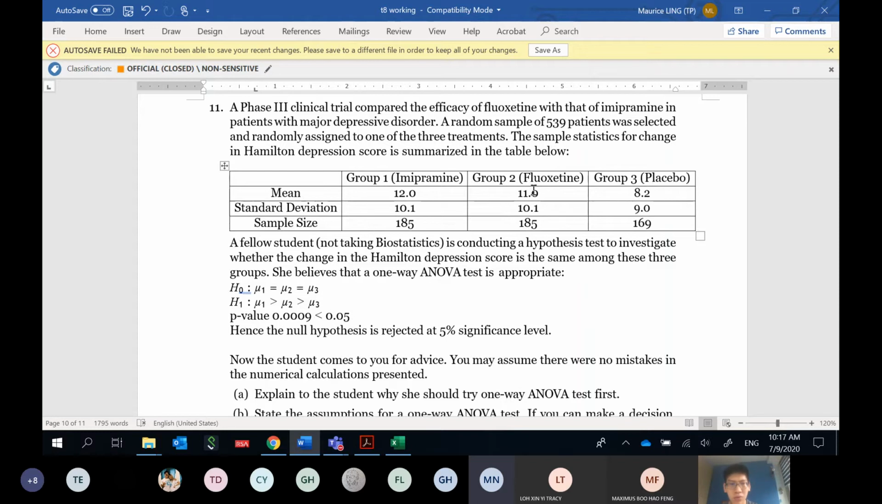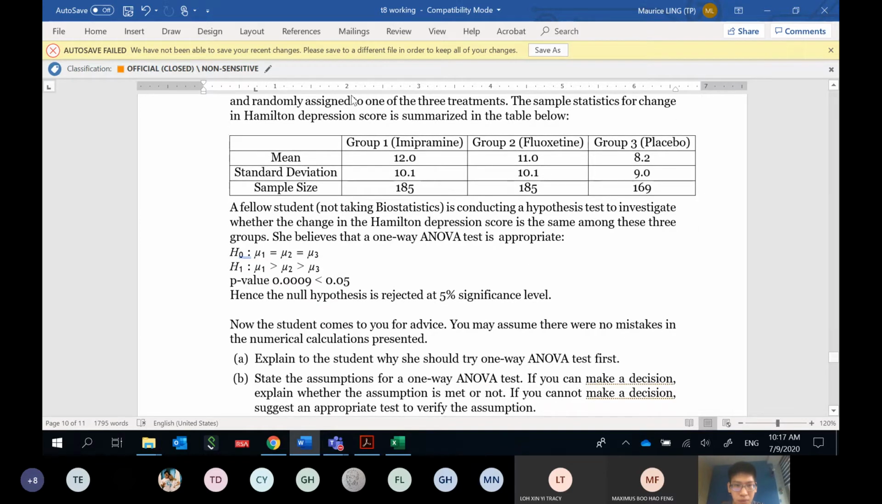Yes. Good. Okay. So, a clinical trial, phase 3 of a clinical trial, compares the efficacy of fluoxetine with that of imipramine for patients with major depressive disorder. A sample of 539 patients were selected into the 3 treatment groups. And the statistic is calculated. The student wants to conduct a hypothesis test on whether there is a change in the Hamilton depression score. Assuming that there's no mistake in all the calculations, explain why this student should try one-way ANOVA. There are 3 treatments, so should try one-way ANOVA.